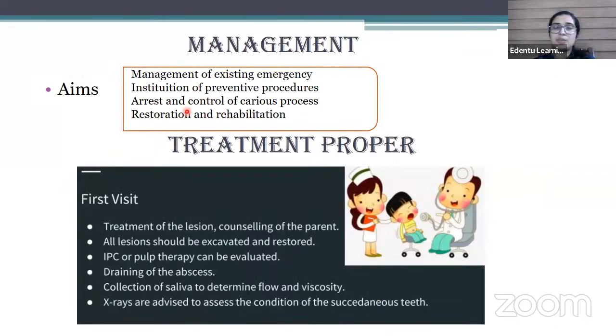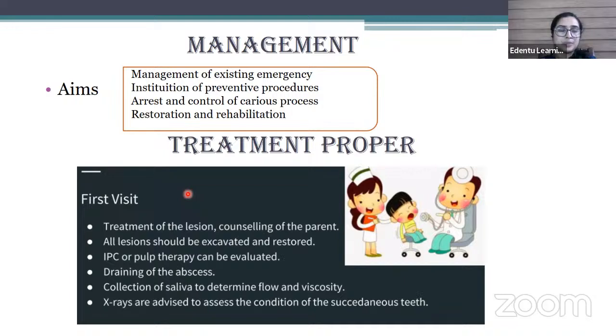Now talking about the management part. The question asked in the exam was to classify ECC and to give the different etiological factors and also the management. The management aims at managing all of the existing emergencies, institution of preventive procedures, arrest as well as control of the caries process, and also restoration as well as rehabilitation.